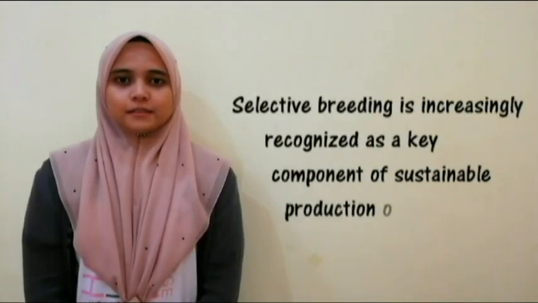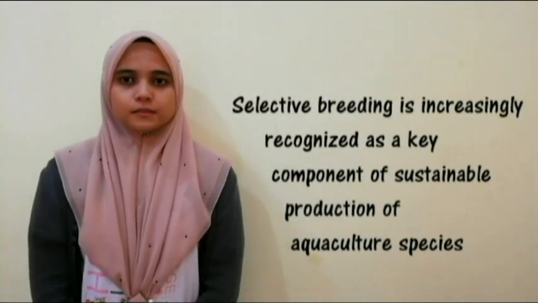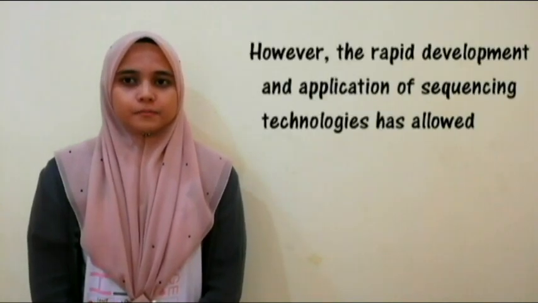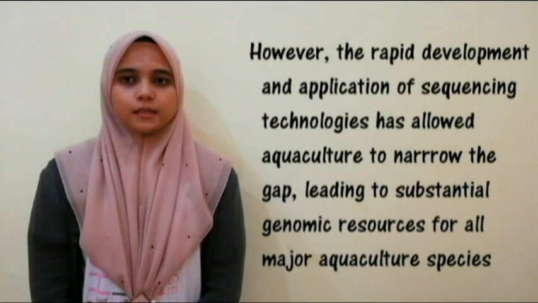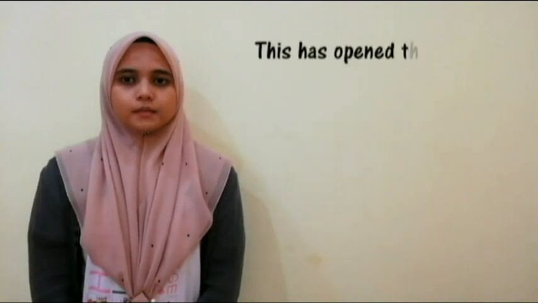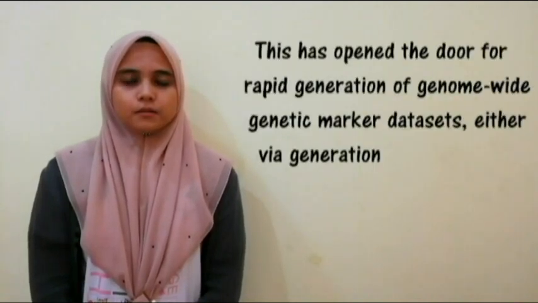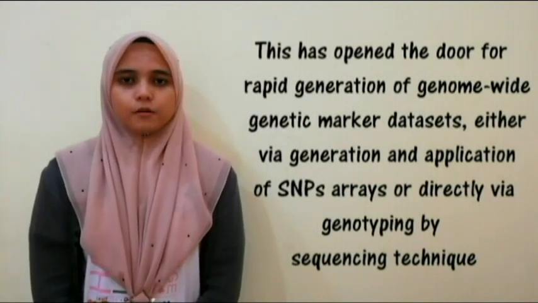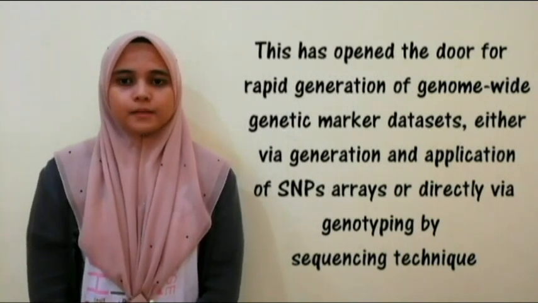Selective breeding is increasingly recognized as a key component of sustainable production of aquaculture species. However, the rapid development and application of sequencing technology has allowed aquaculture to narrow the gap, leading to substantial genomic resources for all major aquaculture species. This has opened the door for rapid generation of genome-wide genetic marker databases, either via the generation and application of SNP arrays or directly via genotyping by sequencing techniques.